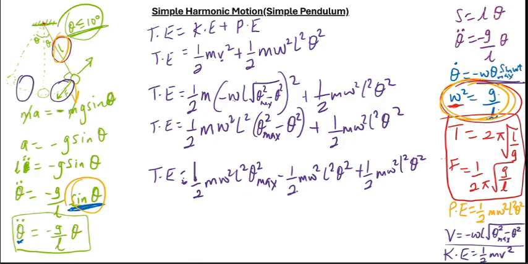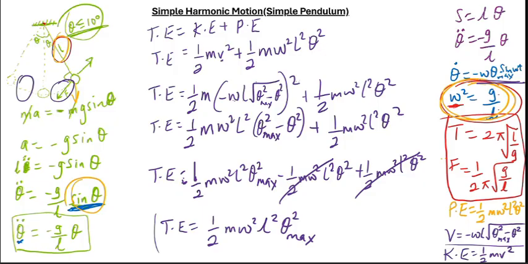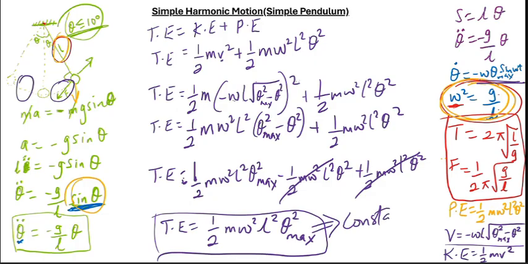Now analyzing this, this is negative, this is positive, they can cancel out. Then our total energy is now 1 over 2 m omega squared L squared theta max squared, the maximum amplitude. If we test this in any area, we will know that this total energy is constant. Make sure you know that total energy is constant at any point, the same, and equals potential energy plus kinetic energy. This is all we need to know about the simple pendulum.